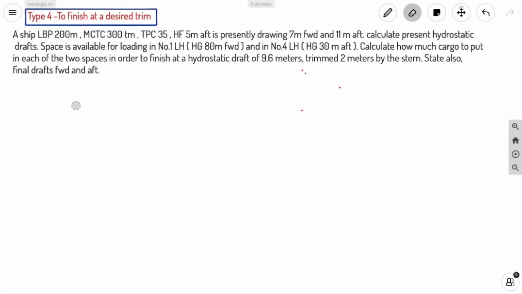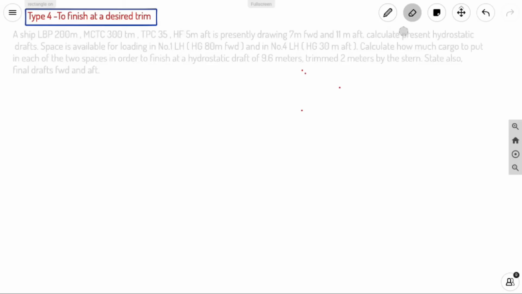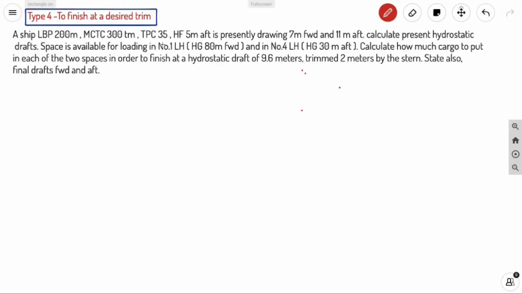You have the question: a ship LBP 200 meters, MCTC is given as 300 ton meters, TPC 35, HF is given as 5 meter aft, is presently drawing 7 meter forward and 11 meter aft. Calculate present hydrostatic draft. We need to find our initial hydrostatic draft, and we have space available for loading in number 1 lower hold, HG is given as 80 meter forward of midship, that's H to G, H is midship, and number 4 lower hold HG is 30 meter aft. And calculate how much cargo to put in each of the two spaces.